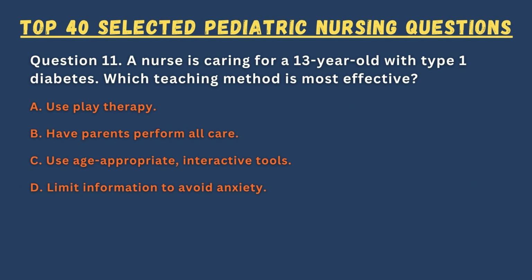Question 11. A nurse is caring for a 13-year-old with type 1 diabetes. Which teaching method is most effective? A. Use play therapy. B. Have parents perform all care. C. Use age-appropriate interactive tools. D. Limit information to avoid anxiety.